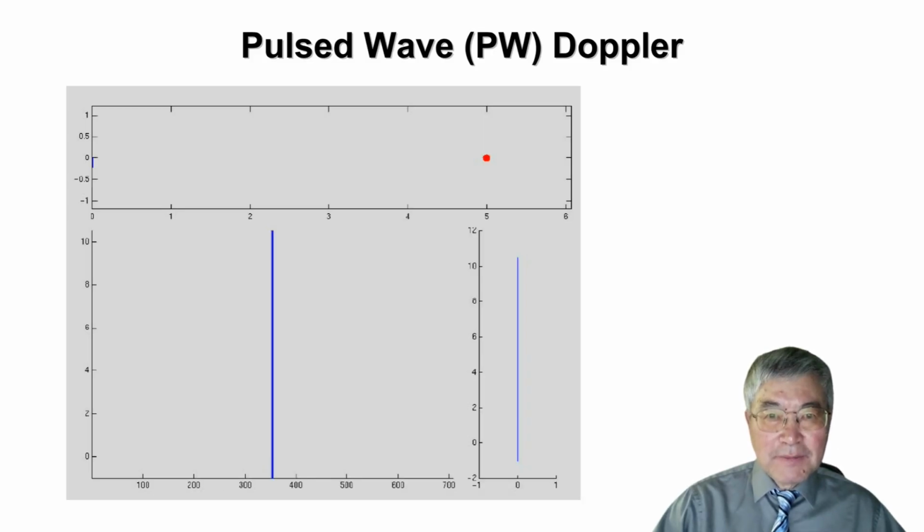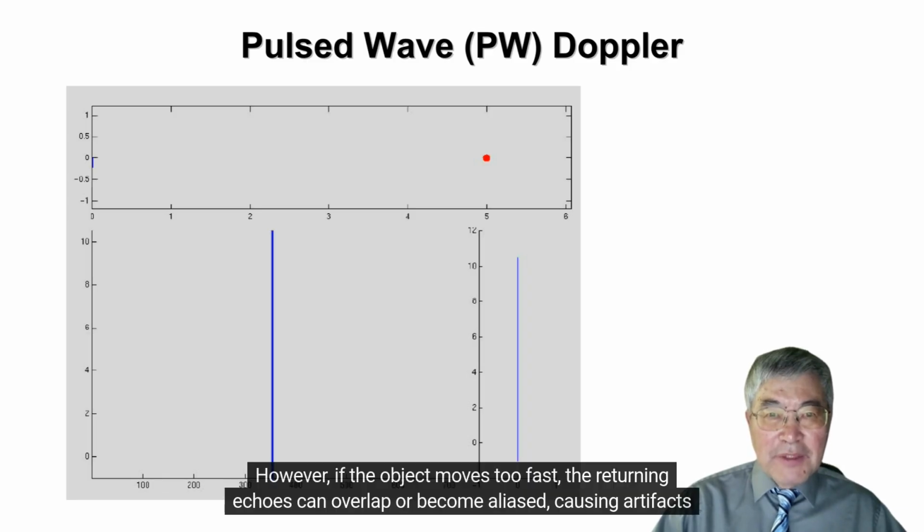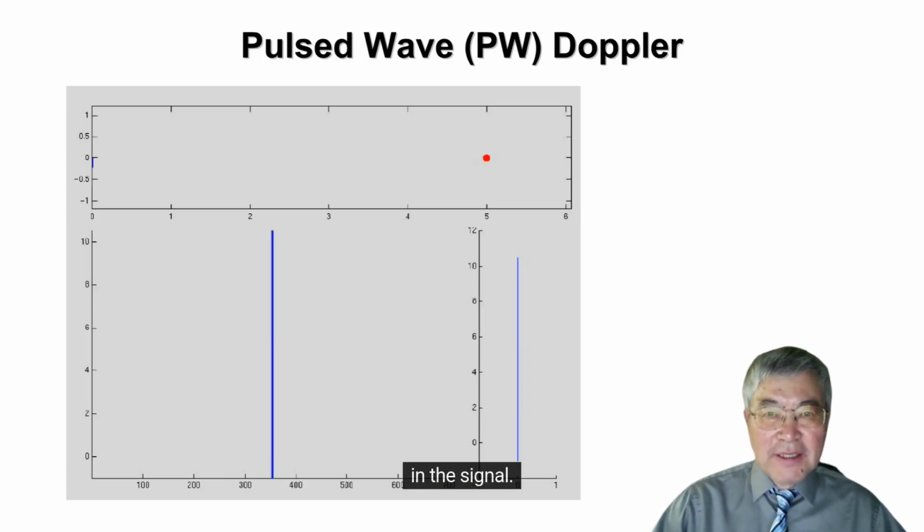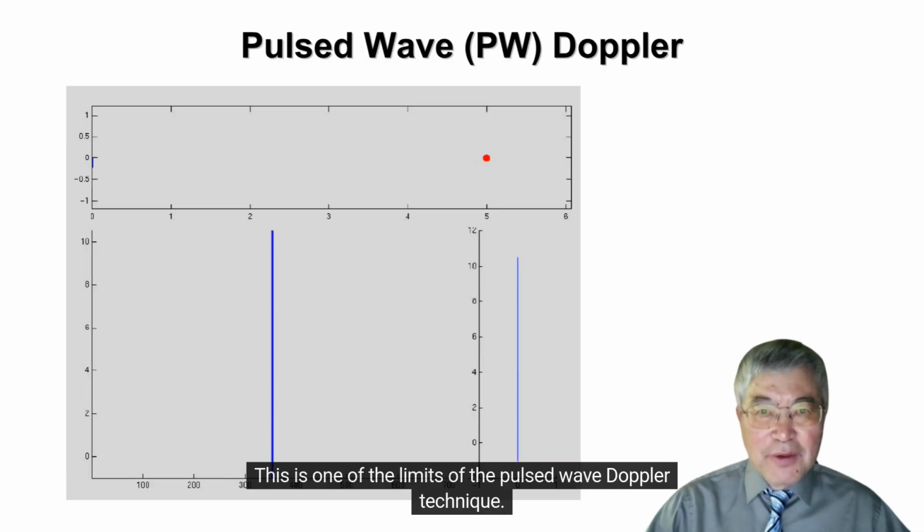However, if the object moves too fast, the returning echoes can overlap or become aliased, causing artifacts in the signal. This is one of the limits of the pulsed wave Doppler technique.